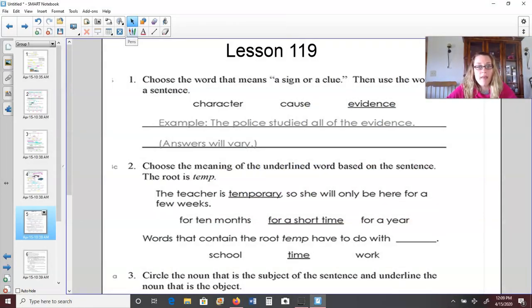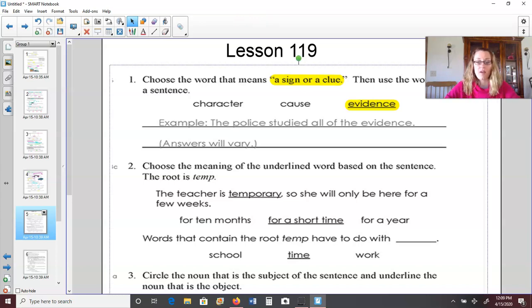Choose the word that means a sign or a clue, and then use it in a sentence. Character, cause, or evidence. I think we know from watching a lot of mystery shows or reading mystery books, or even at the beginning of the year during science, we did some investigations. So evidence is a word that means a sign or a clue about something. And their sentence said, the police studied all of the evidence.